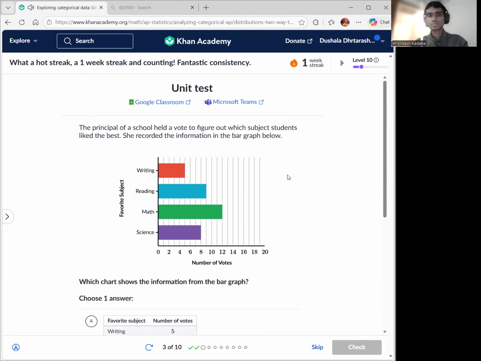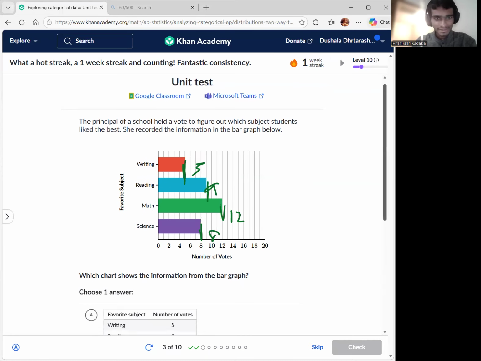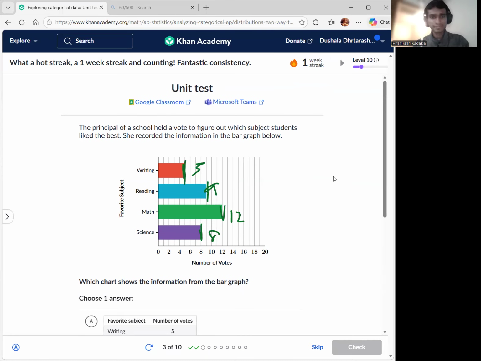Okay, now the principal of a school held a vote to figure out which subjects students like the best. We got the information in the paragraph below: writing, reading, math, science, and how many votes each got. Writing is five, reading is nine, math is 12, and science lovers are eight.